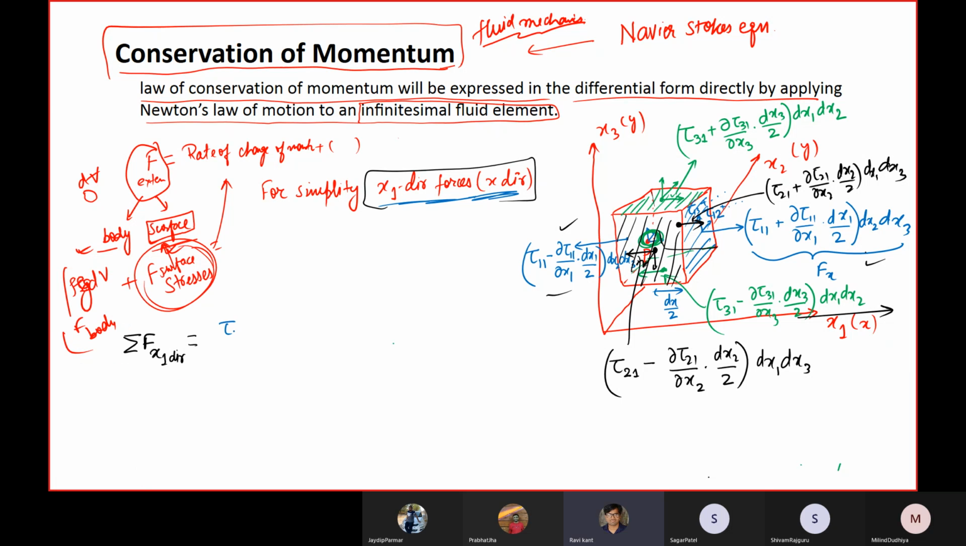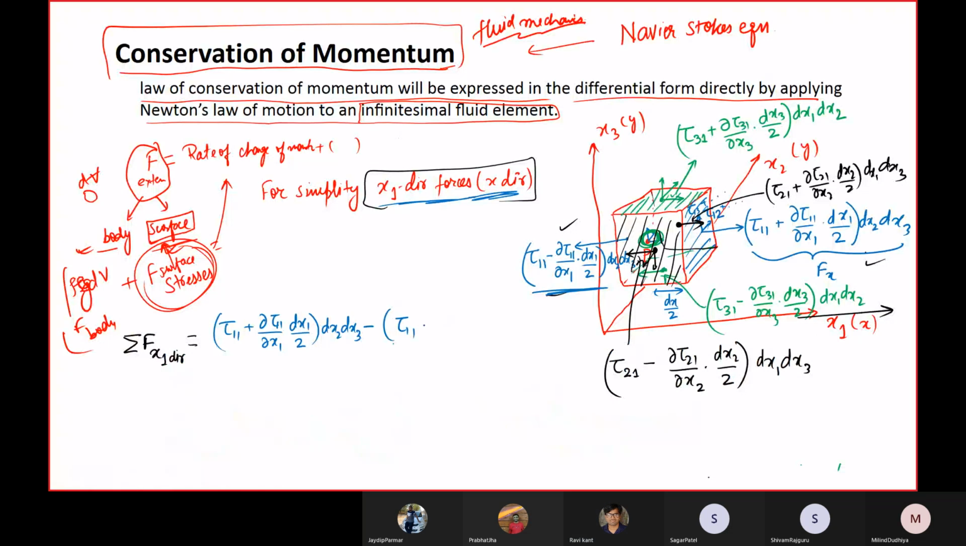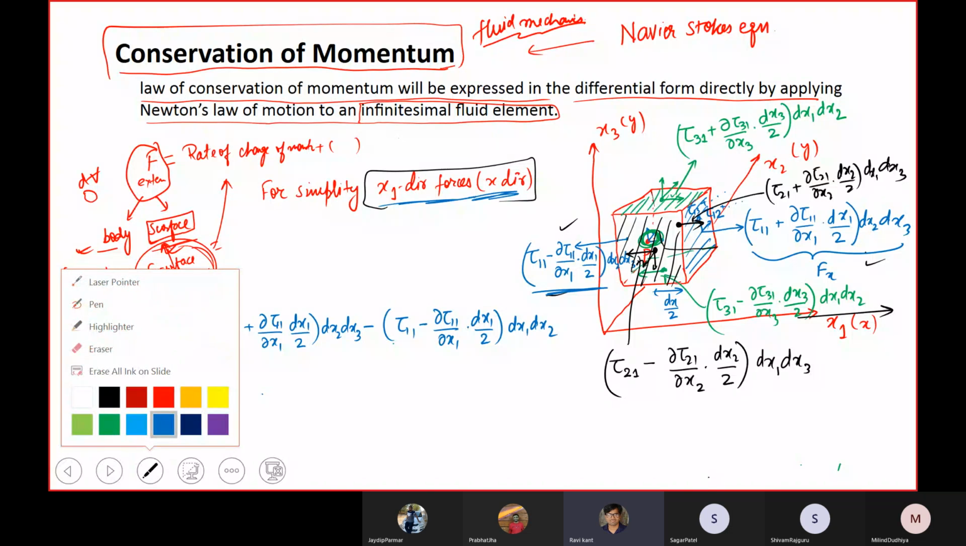So color-wise, tau 11 plus ∂tau 11/∂x1 times dx1 by 2 times dx2 dx3, minus tau 11 minus ∂tau 11/∂x1 times dx1 by 2 times dx2 dx3. Okay, this is my first force in the x direction. What are the other forces?